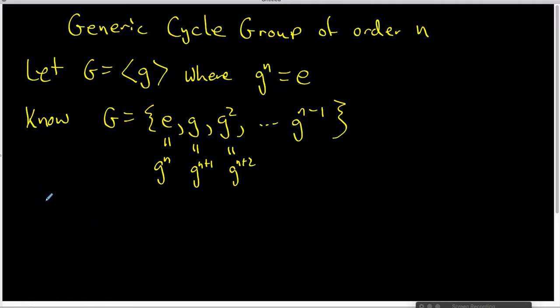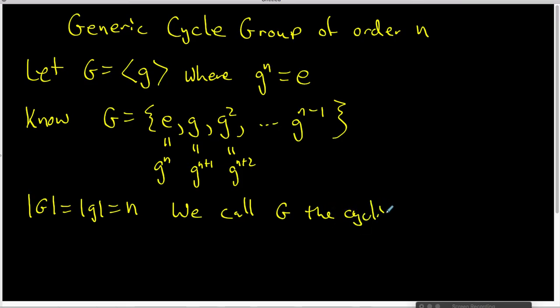So one of the things that it is important to realize is that the order of this cyclic group is equal to the order of its generator, and that means the order of this group is equal to n, and we often call G the cyclic group of order n. Now, if you think about it, the English implication of saying that G is the cyclic group of order n implies that there's not more than one of them, and we have to kind of investigate what that means.